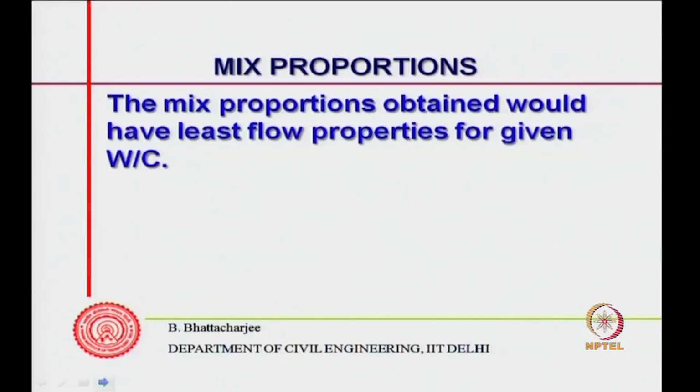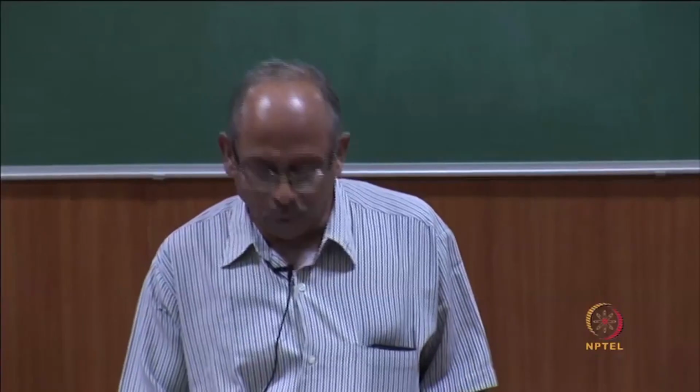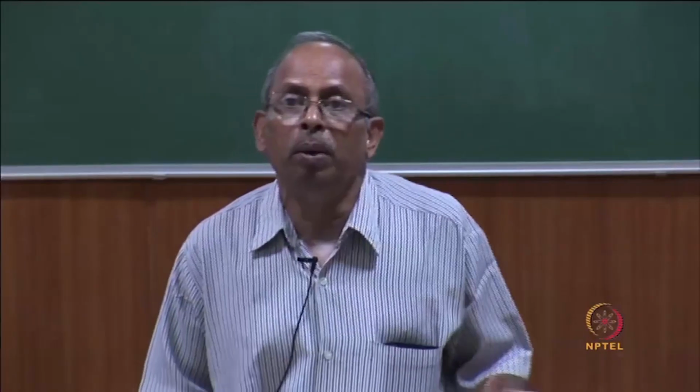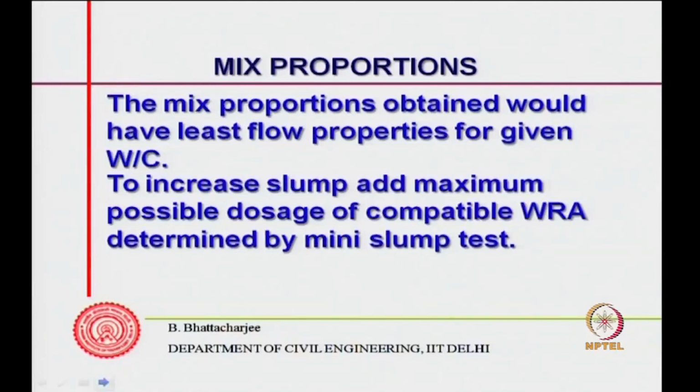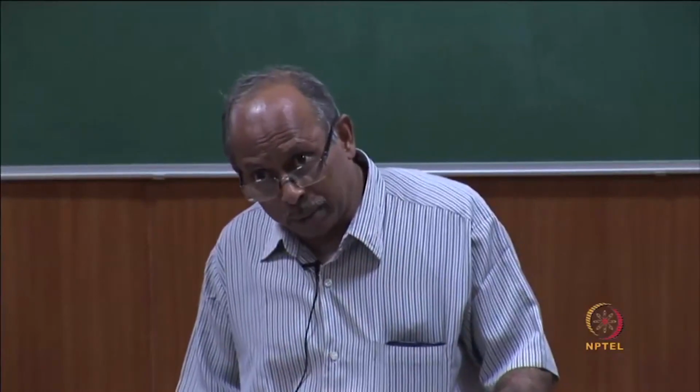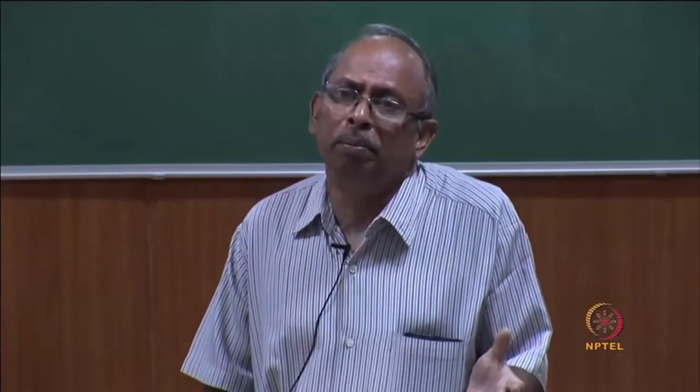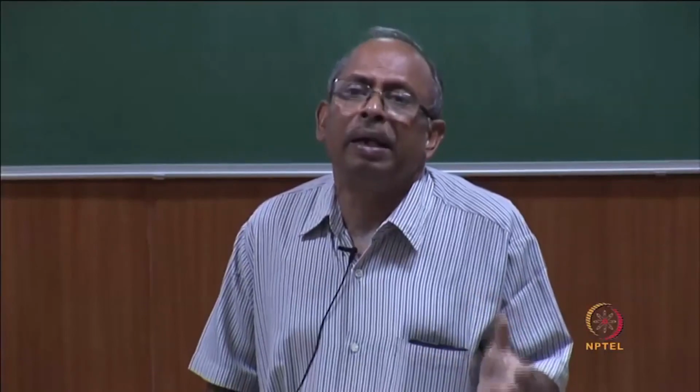This mix proportion obtained would have least flow properties, because I have taken the minimum paste content for given W by C or W by binder. To increase slump, add maximum possible dosage of compatible WRA determined by mini slump test. So, this is the starting point. This was the starting point for workability. You measure the slump and find out if it is the right kind of slump you require.